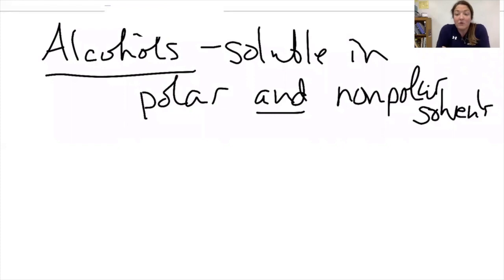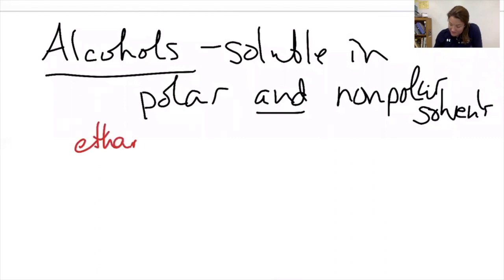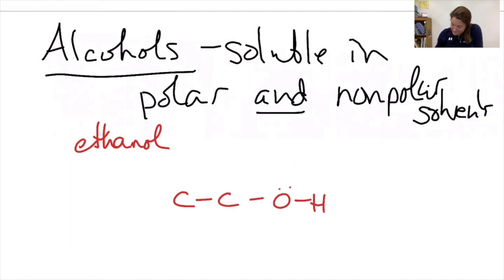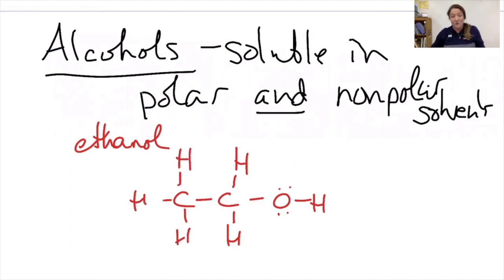Alcohols are soluble in polar and nonpolar solvents. Let's take a look at the structure and see why. So I'm going to draw a picture of ethanol. Ethanol has 2 carbons and then an OH group on the end. So it has both polar and nonpolar regions.